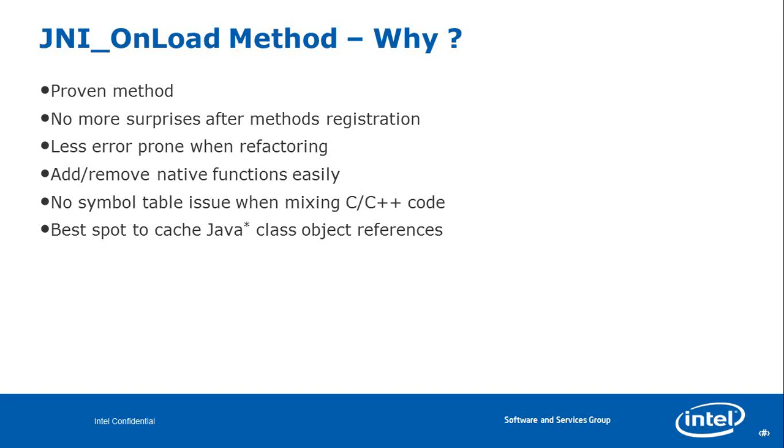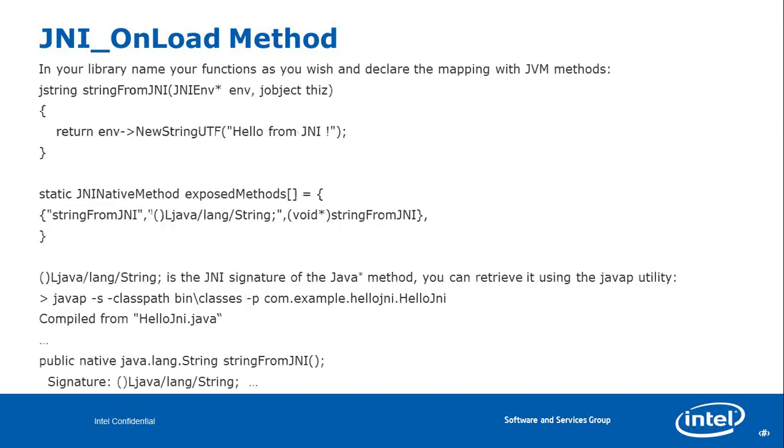Adding and removing native functions is also easy here. And there is also a best spot for caching your Java class object. So this is also one of the added advantages of the JNI onload method. So how does the JNI onload method look?